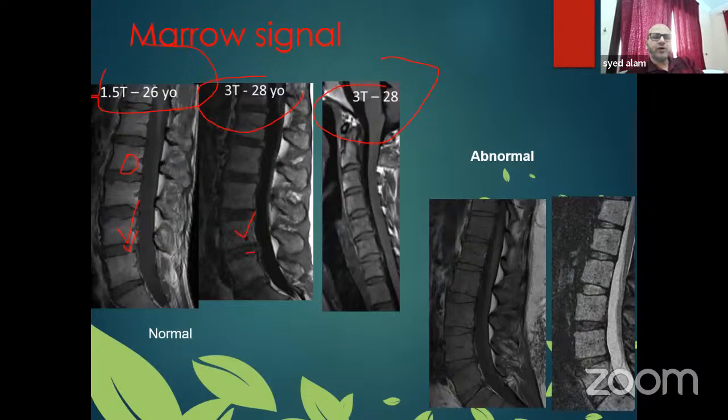So still it is okay. And sometimes at 3 Tesla it is better to compare with the muscles. So the vertebral body should be brighter than the muscle. Okay, check here.